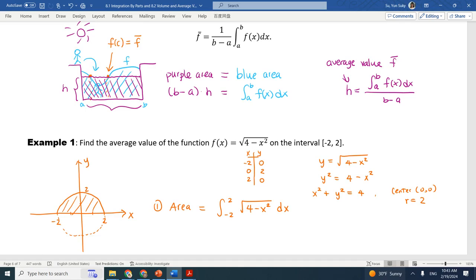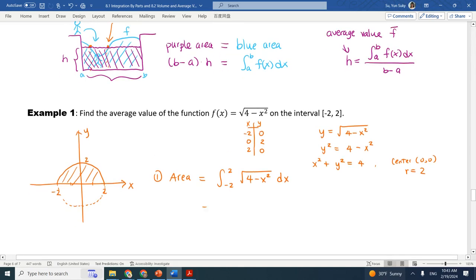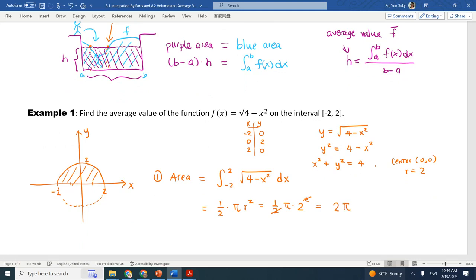Okay, but if you draw it, you see it's a circle. So we can use geometry. It is half of a circle. So 1/2 pi r squared, and our r is 2. Yes, everybody? That's why the 2 and the square cancel. We get 2 pi. The area is 2 pi. Is that okay, everybody?